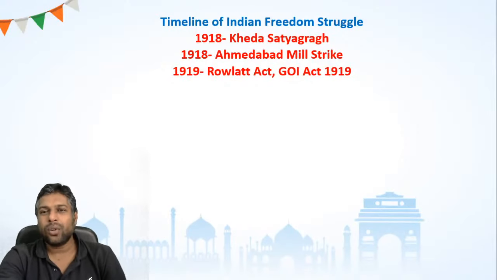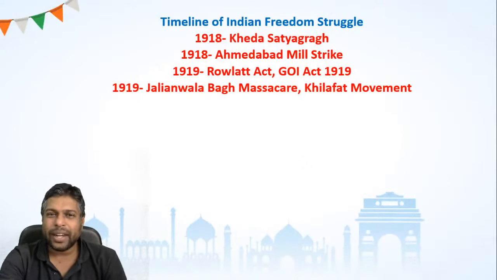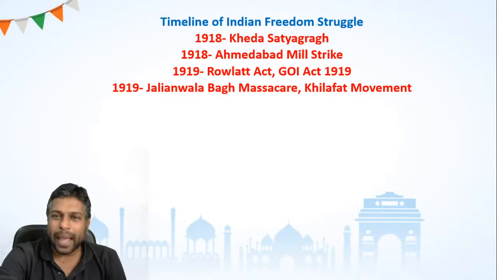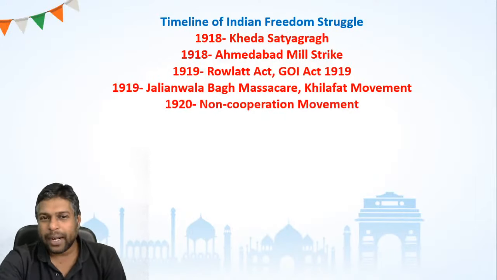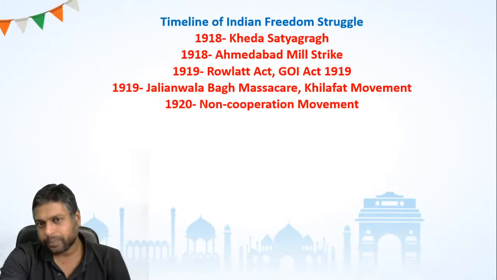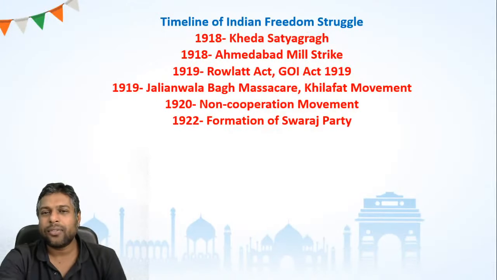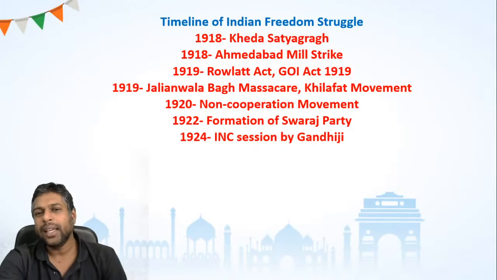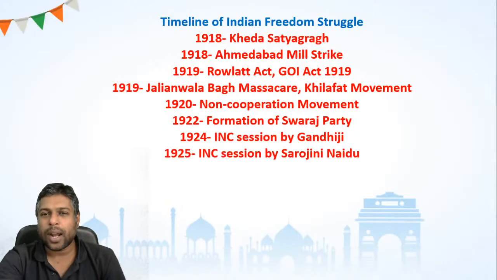Okay. So Rowlatt Act, or the Government of India Act, in 1919 we have the very famous incident of the Jallianwala Bagh, which ultimately led to the Khilafat Movement. 1920, things have gotten really serious by now, right? The non-cooperation movement, the formation of the Swaraj Party, followed by Gandhiji's session, right, where he addressed the call for Purna Swaraj, right?